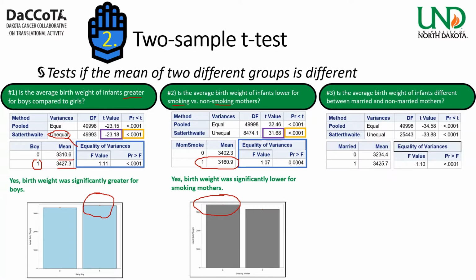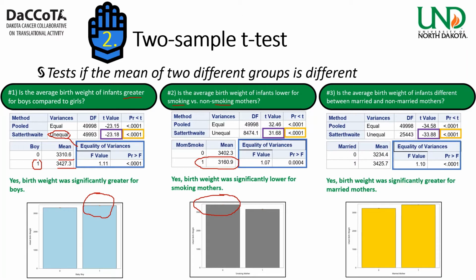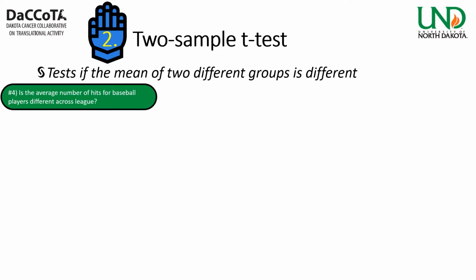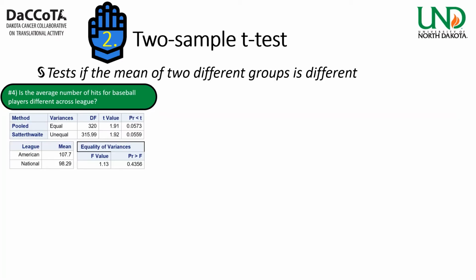And we can look at between married and non-married mothers, same sort of thing here. We're going to get a significant value, so birth weight was significantly greater for married mothers. Okay, let's jump back to baseball here. Is the average number of hits for baseball different across league? So now our equality of variance is not significant, so we can just use the equal variance section here, the pooled, to get a just insignificant value. Close, but it's not significant, so it wasn't different across league.